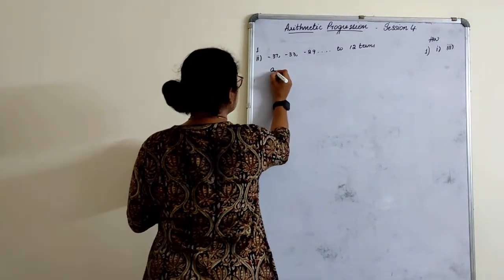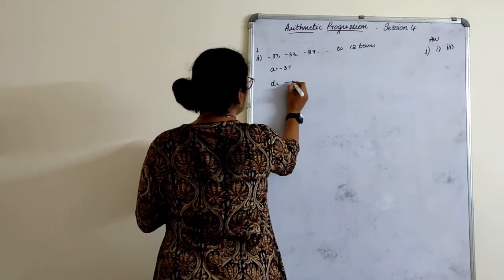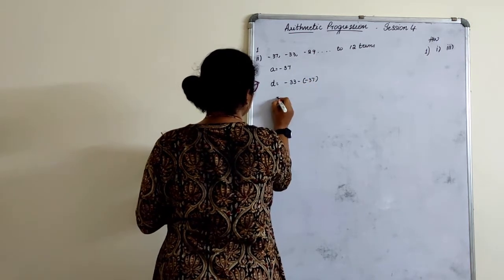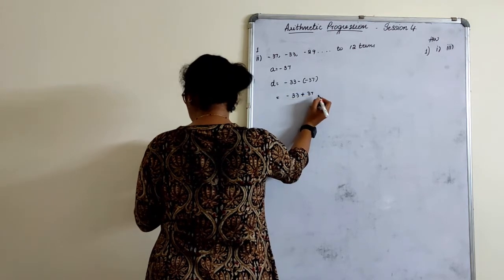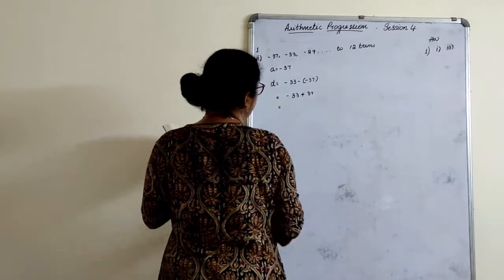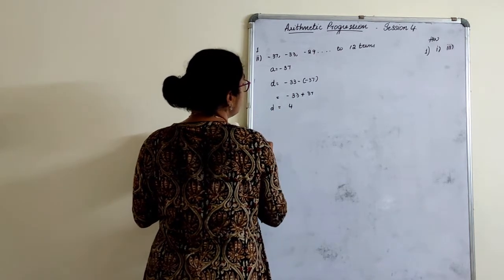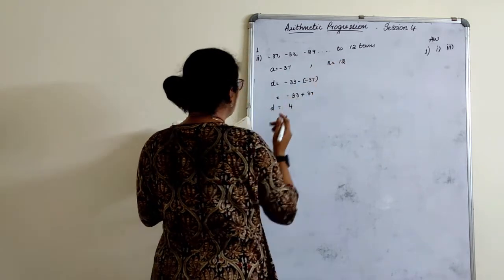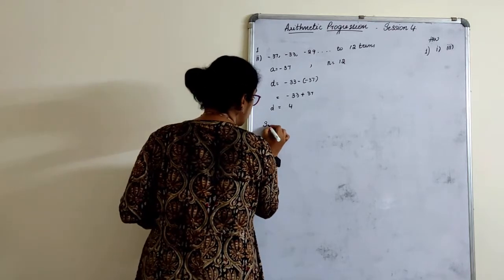First, a is minus 37. Common difference is minus 33 minus of minus 37, that is minus 33 plus 37. Common difference is 4. Then what else do you know? Apart from that, n is equal to 12. What you have to find? Find the sum of the following, that is S_n.